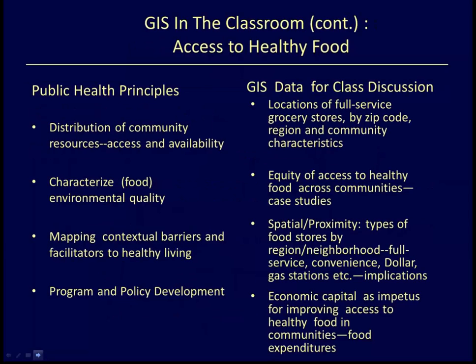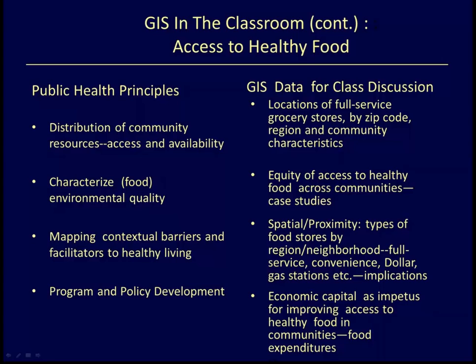So one of the things that I try to do in the course, and we use case discussions, is to look at what are the public health principles that we're talking about here. From a general global understanding of public health, we're talking about the distribution of community resources in terms of access and availability. We talk about characterizing environmental quality, and in my case, it's food, and mapping contextual barriers and facilitators to healthy living, and issues about program policies and development.